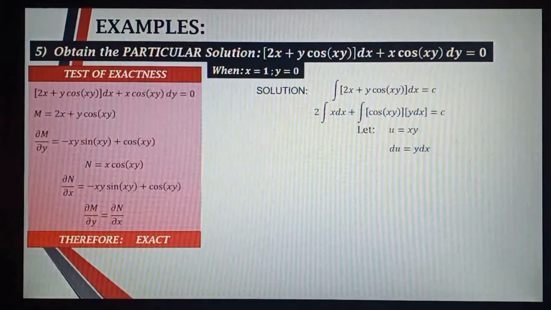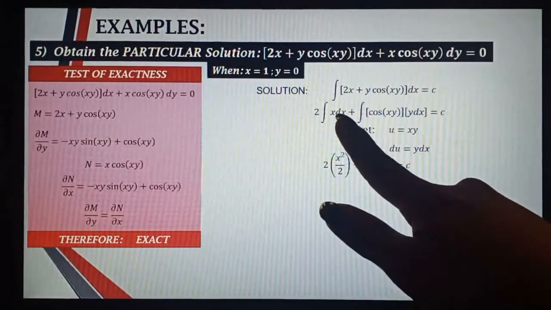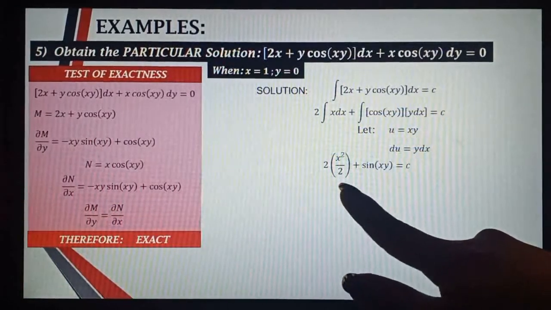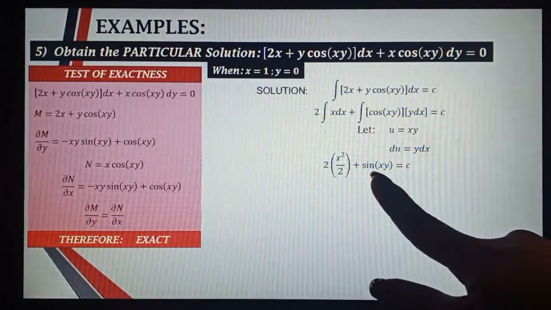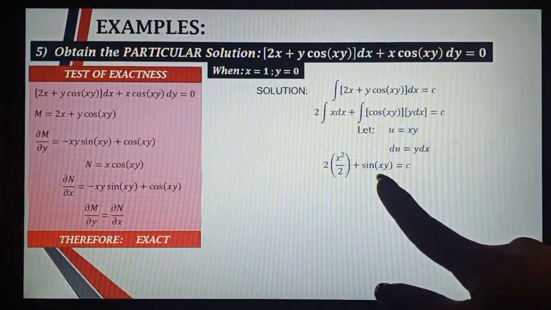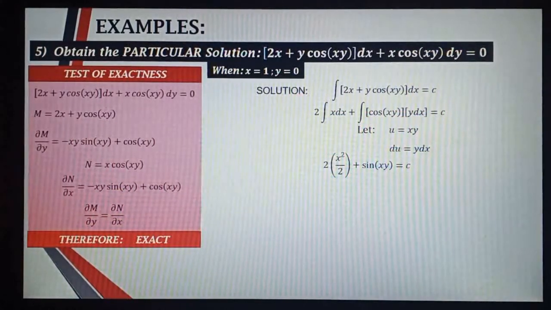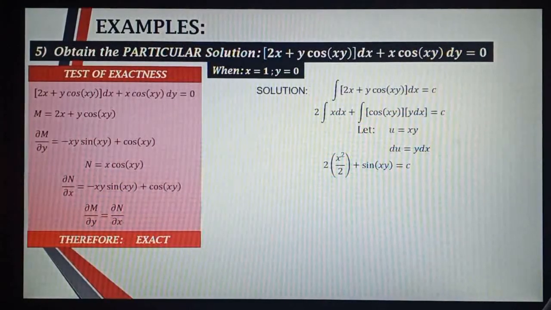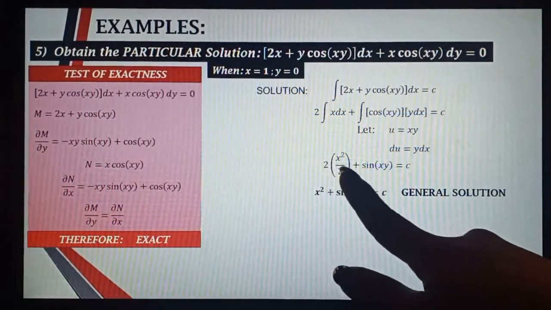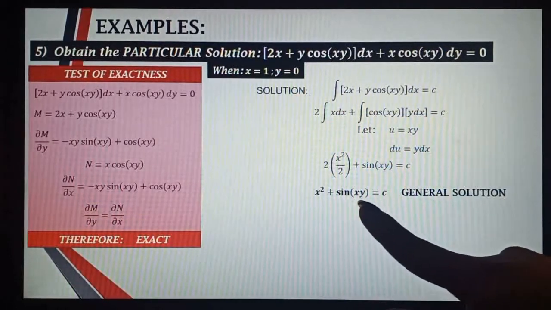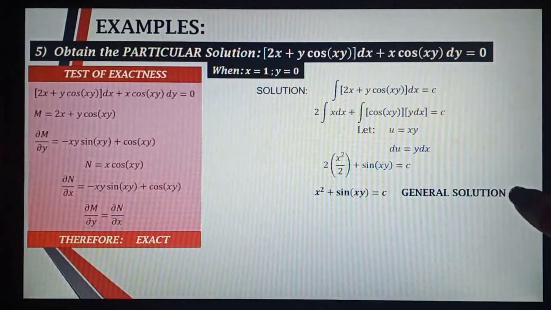So, we will have the equivalent integral to x dx is x squared over 2. Then, cosine u, the integral is positive sine of u, wherein your u is xy. So, you will have plus sine of xy, then equated to c. Then, simplifying the equation, that is x squared, kasi makakancel si 2, plus sine of xy equated to c. Now, this is your general solution.